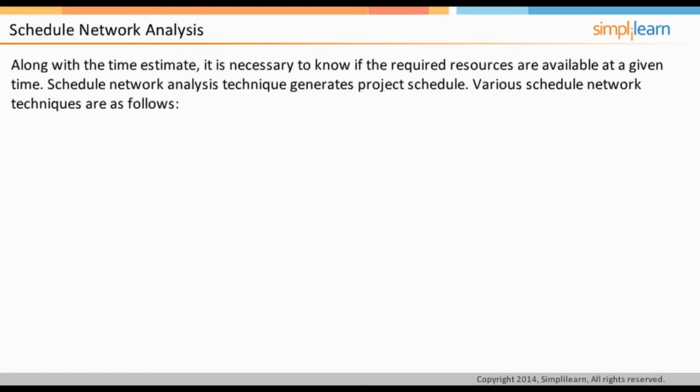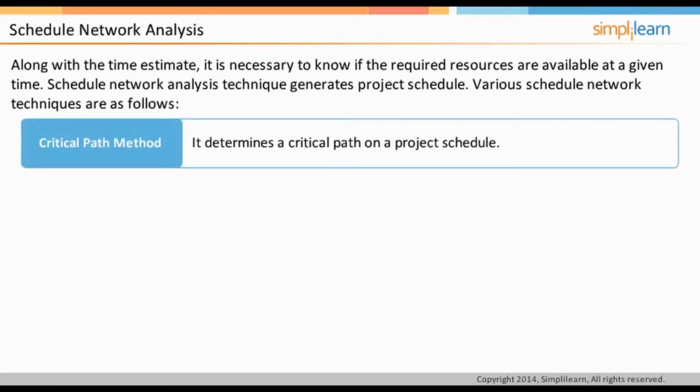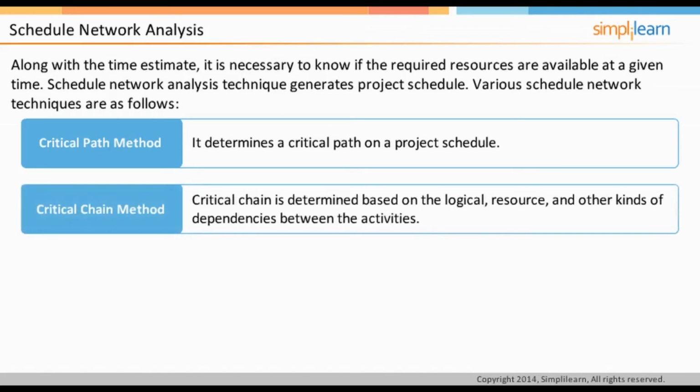It is essential to know if the required resources are available at that time, along with the time estimate of each of the activities. Since the schedule is calendar-based, it helps in estimating the same. The schedule network analysis technique generates the project schedule. There are various schedule network techniques. Critical path method relies on determining the critical path on a project schedule. Critical chain method is a variant of the critical path method, wherein the critical chain is determined based on the logical, resource, and other kinds of dependencies between the activities.